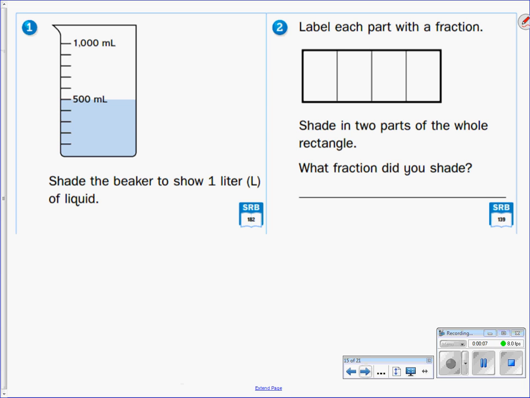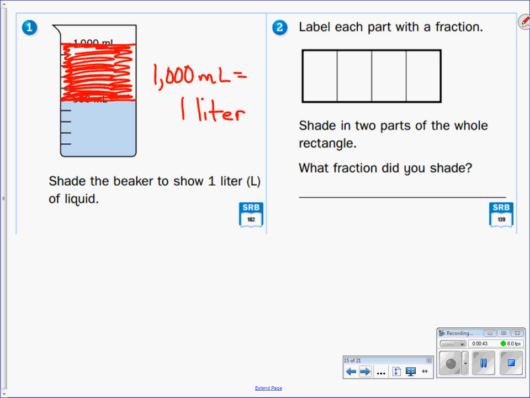All right, number 1, it says shade the beaker to show 1 liter of liquid, okay? We know that it shows right now 500 milliliters, and if you remember, we said that it takes 1,000 milliliters to equal 1 liter. So we would need to shade this all the way up to here. So go ahead and shade it nice and neatly. And I'm going to just do it this way. So you should have done it all the way up to 1,000 milliliters.